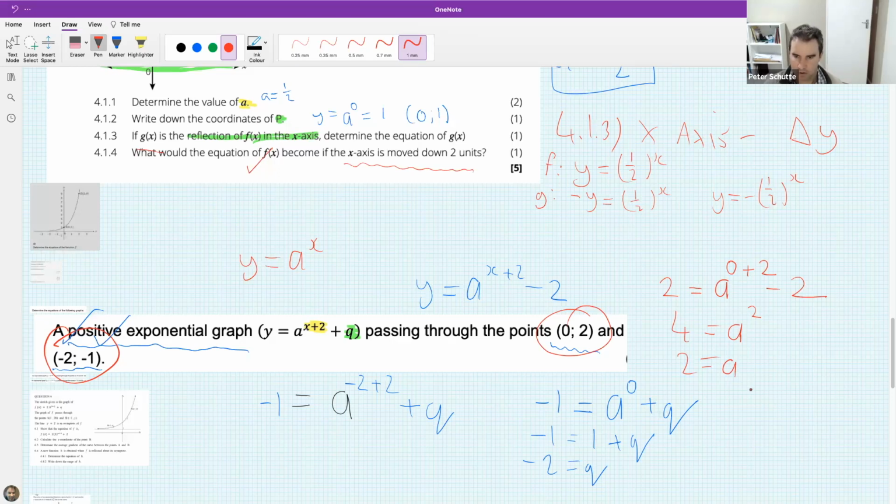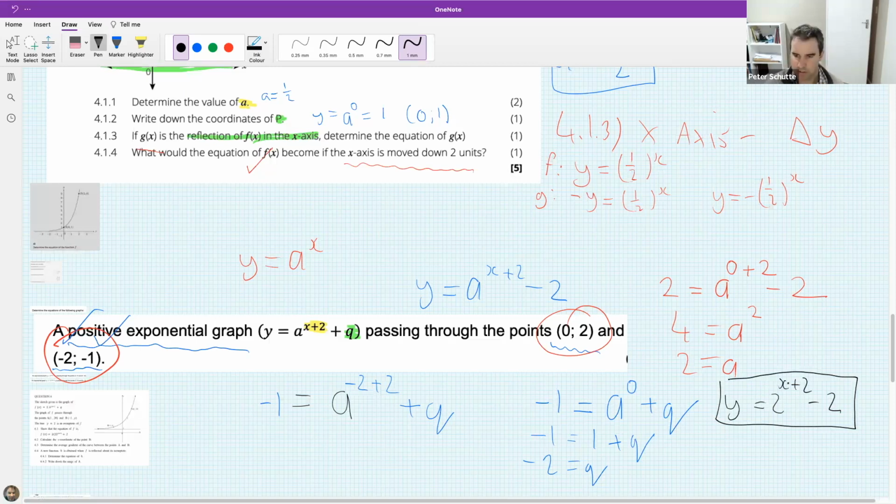Aha. So the final equation, after all that hard work, is going to be y is equal to 2 to the power of x plus 2, minus 2. And in terms of transformations, what happened was this graph was shifted 2 units to the left and also shifted 2 units down. And that's what would have happened.